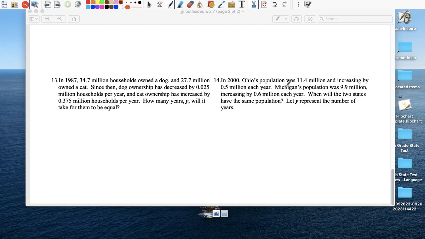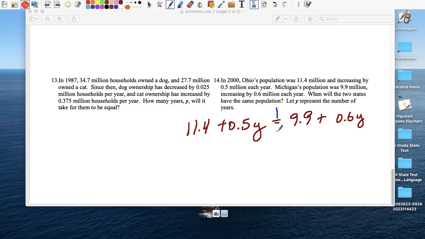In 2000, Ohio's population was 11.4 million, and it's increasing by 0.5 million per year. Michigan's population was 9.9 million, and it's increasing by 0.6 million per year. When will those two states have the same population?